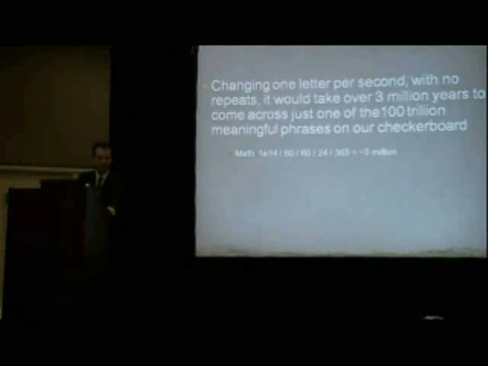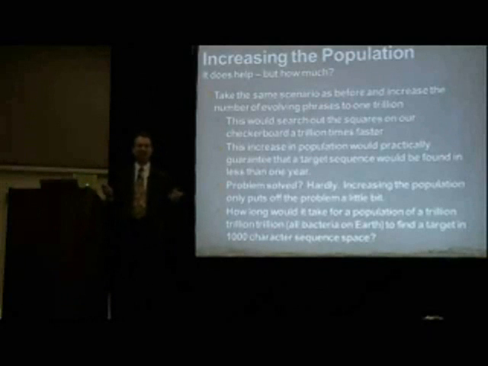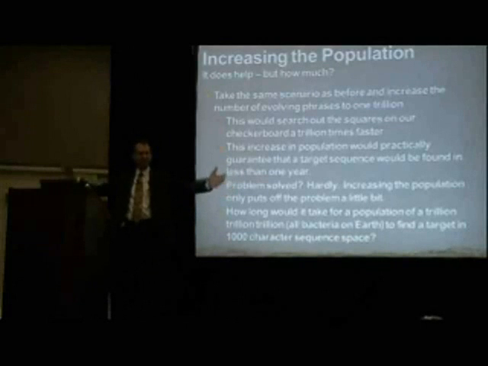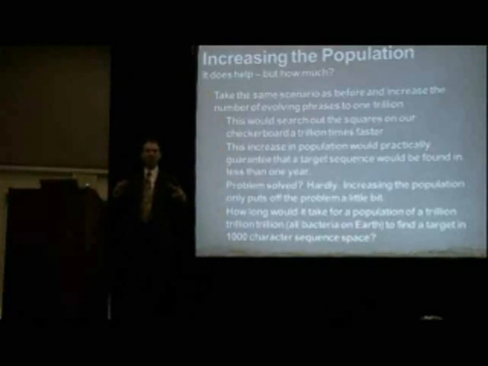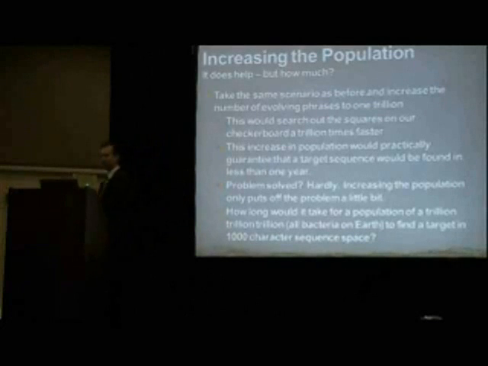So that's much different than our 3-letter sequence space. So what about increasing the population? This is just starting with one searcher, one guy walking around looking for targets in sequence space. But in reality, your population can be huge. You can have billions of individuals all walking around, and each of them can have millions of genes or genetic letters, and they can all be mutating. So does increasing the population help find targets? Yes, it does. But by how much? Take the same scenario as before, and increase the number of evolving phrases to 1 trillion. This would search out sequence squares on our checkerboard 1 trillion times faster.